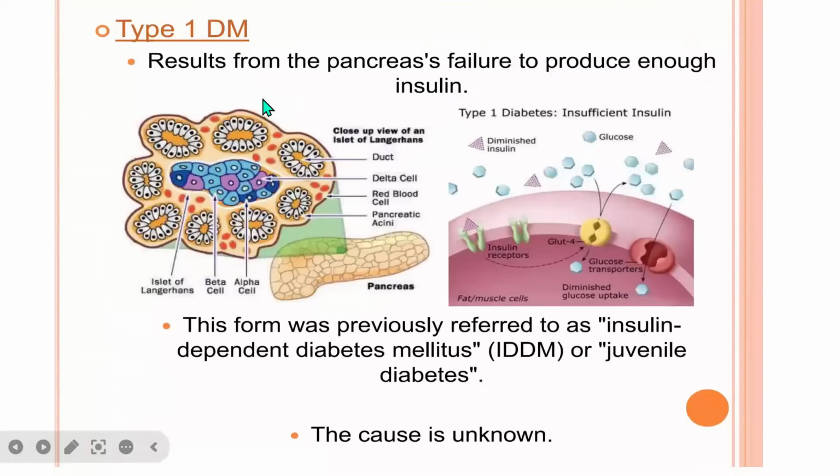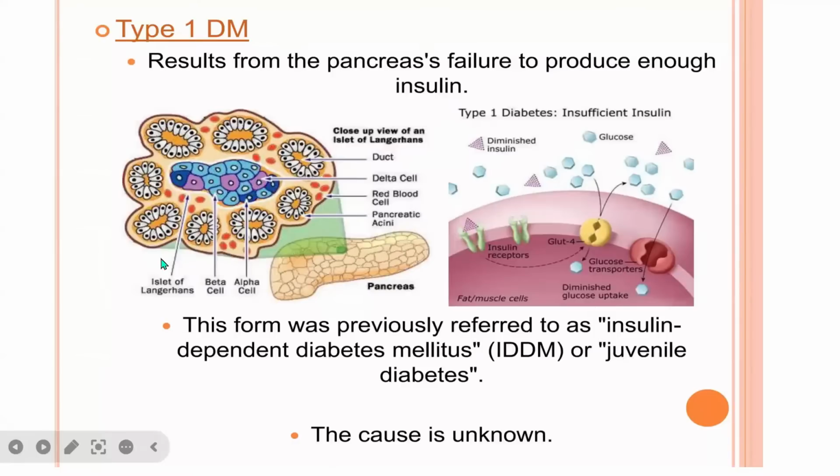Type 1 diabetes results from the pancreas failing to produce enough insulin. If the pancreas fails to produce enough insulin, of course it will affect the uptake of glucose. Therefore, the glucose concentration will increase in the blood.